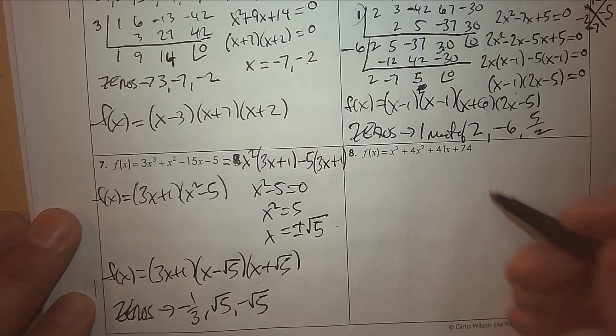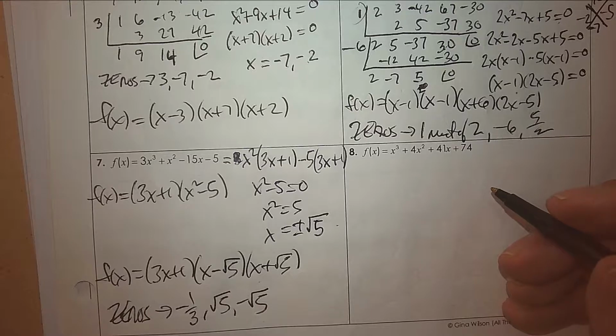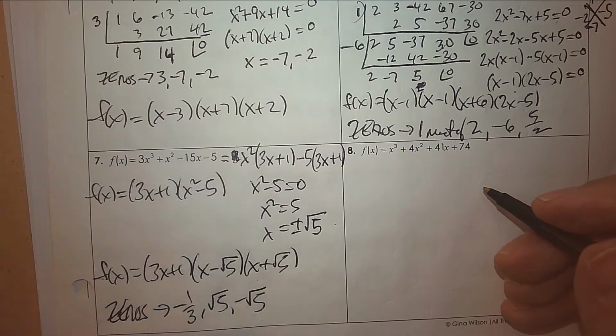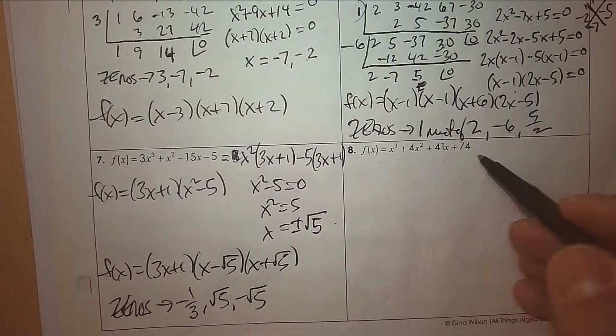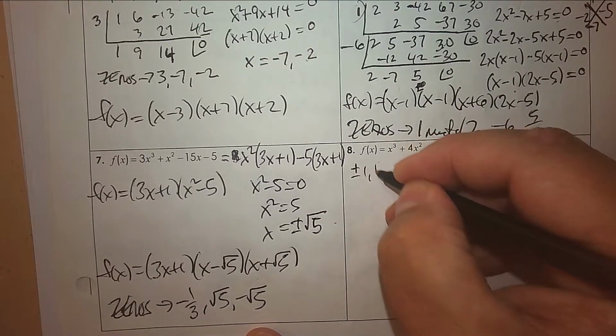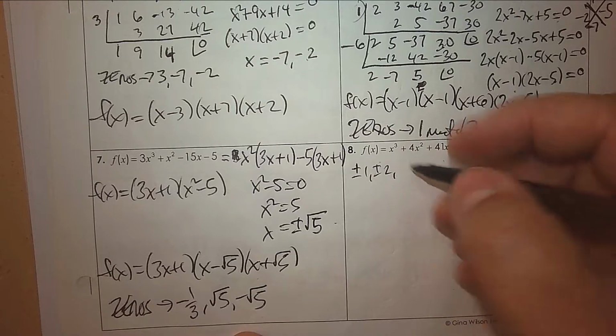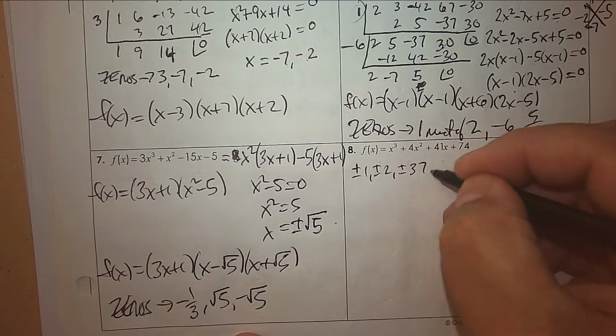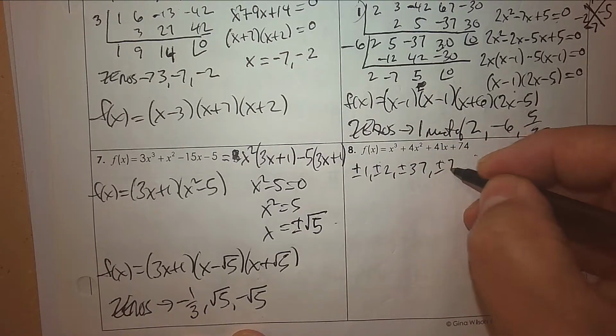Number 8. This is not going to be factored by grouping, so I need to create a list for 74. That's 1 and 2. 4 doesn't go into it evenly. The next one actually is 37 and 74. So the list isn't that long.